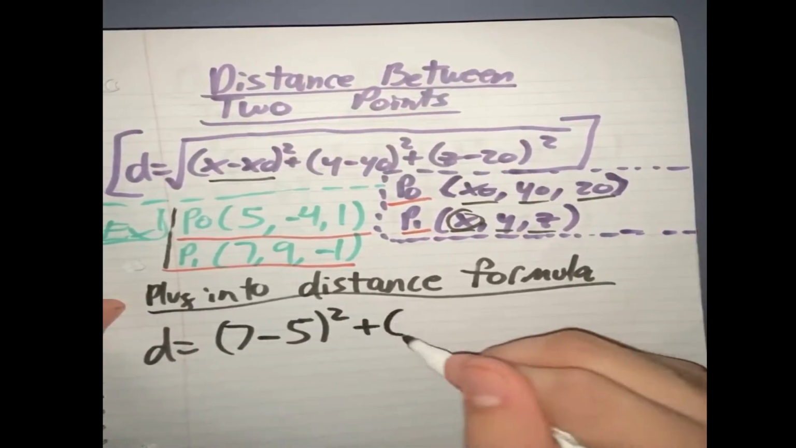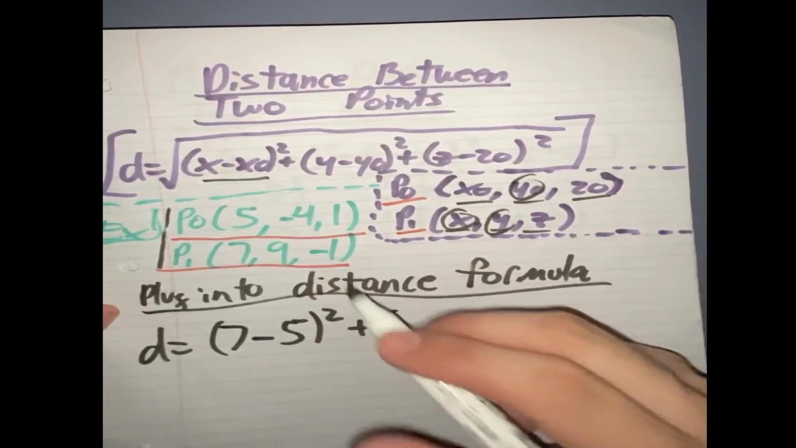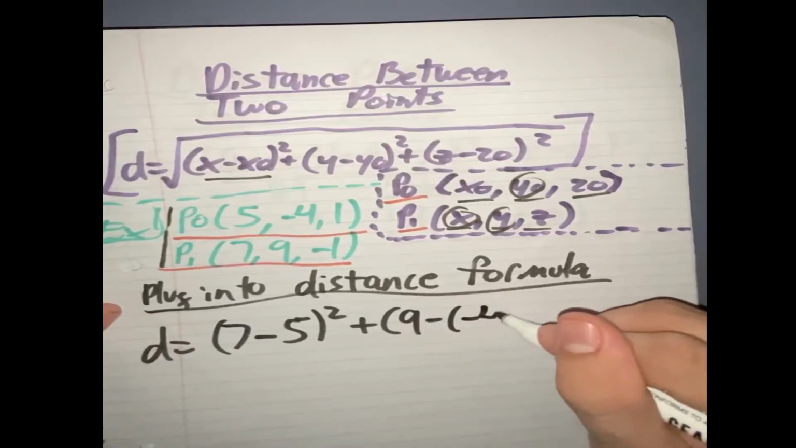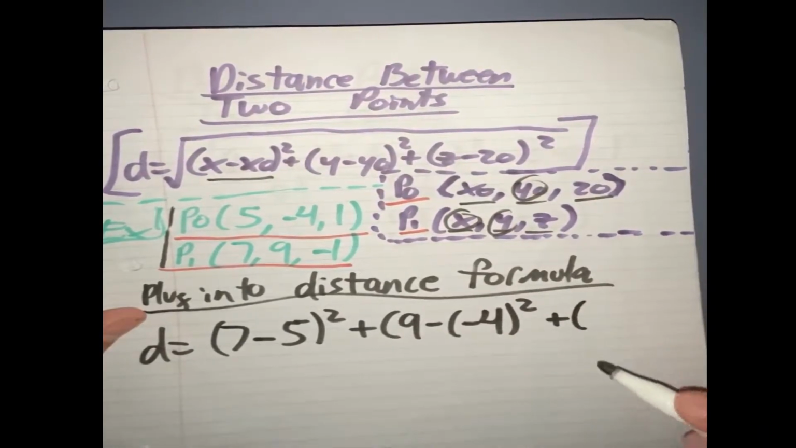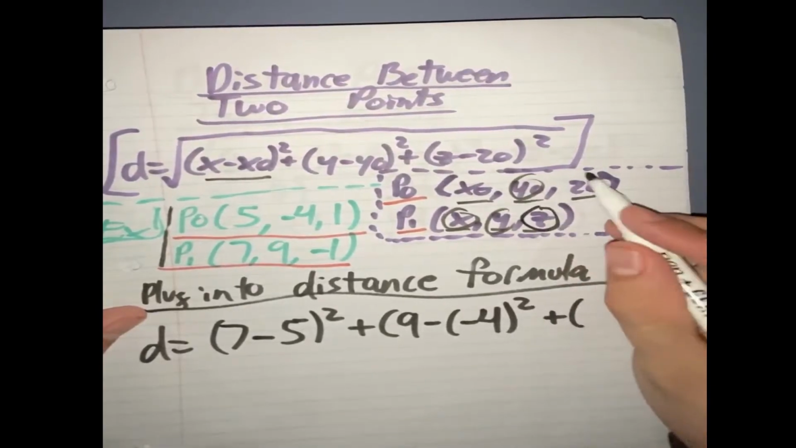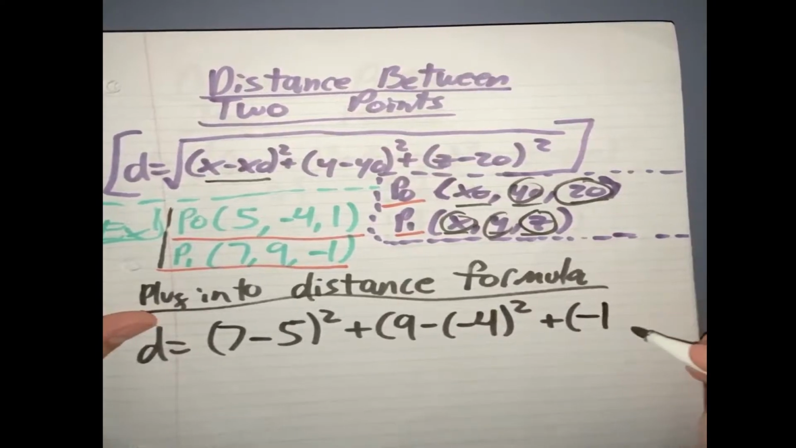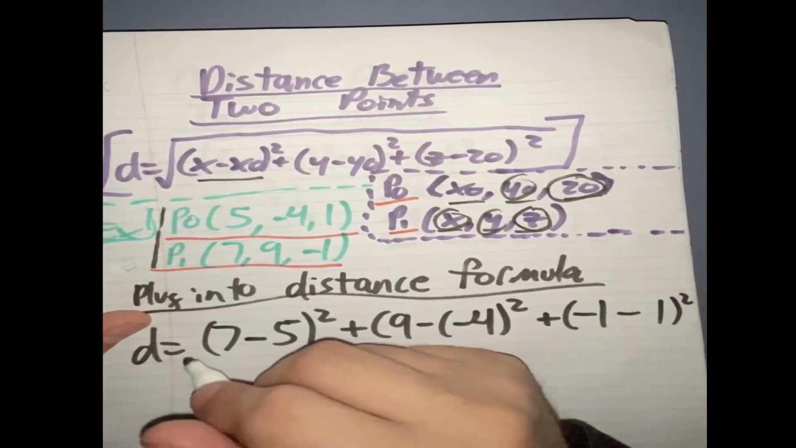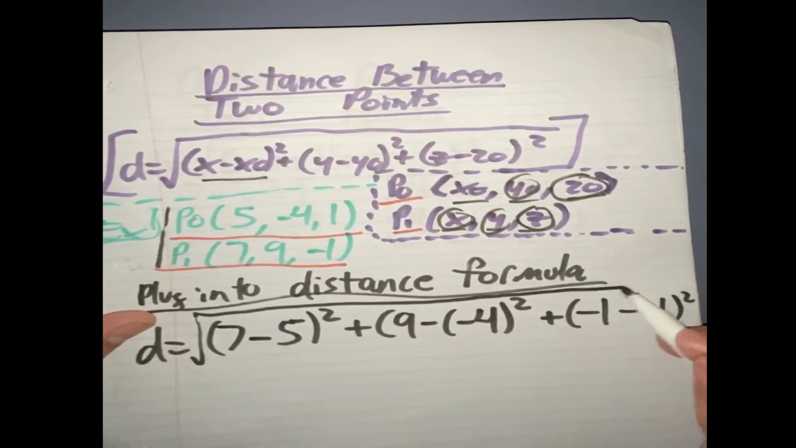squared plus Y minus Y naught. So 9 minus negative 4. 9 minus negative 4 squared plus parentheses Z minus Z naught. So Z, negative 1 minus 1 squared. And all this inside a square root.